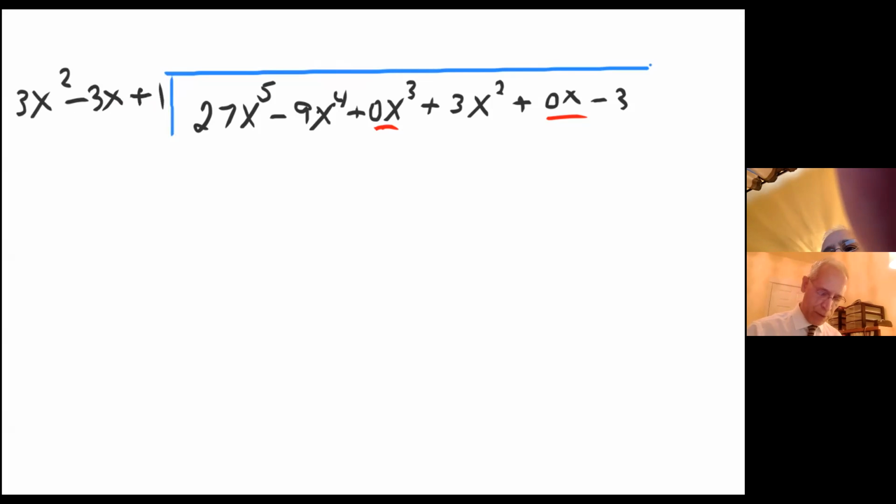So the first thing I'm going to do, I'm going to start from here, from 27x^5. What number can I multiply 3 by to get a 27? Well, I can have a 9. And if I have x^2, I know, well, x cubed. I know 9x^3 times 3x^2 gives me 27x^5, and that's what I want.